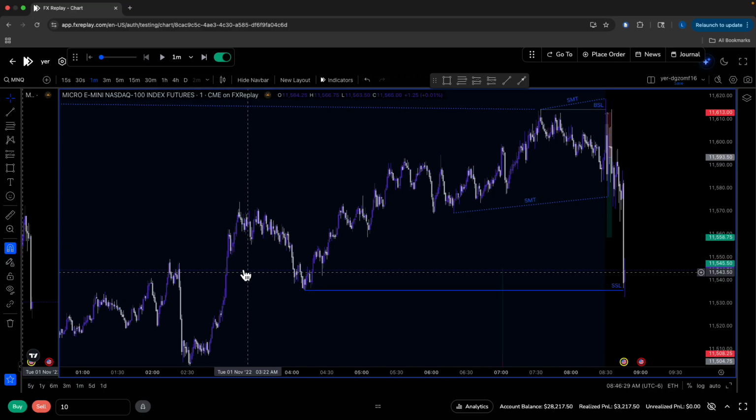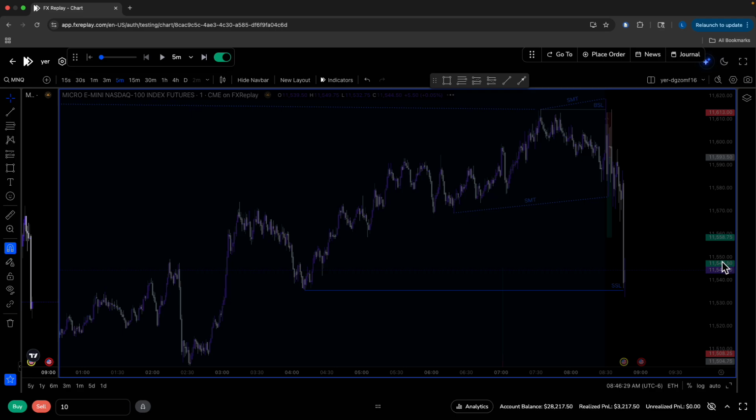Because this is an intermediate low inside of this 5-minute fair value gap. So if we go to like the 5-minute chart here, you can see.